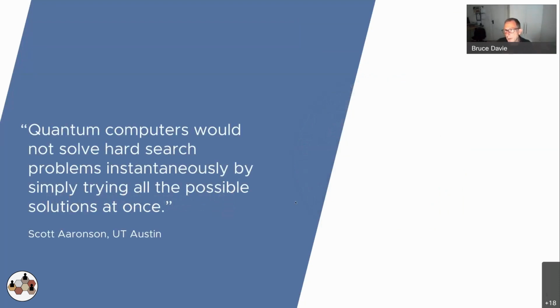The person who I said really helped me understand quantum computing is this quite famous computer scientist, Scott Aaronson. If you go to his blog, which I think you can find at scottaaronson.blog or something like that, he's very easy to find on Google. Right at the top of his blog is this quote. And this is probably one of the most important points I want you to understand today: quantum computers do not solve hard search problems instantaneously by simply trying all the possible solutions at once.